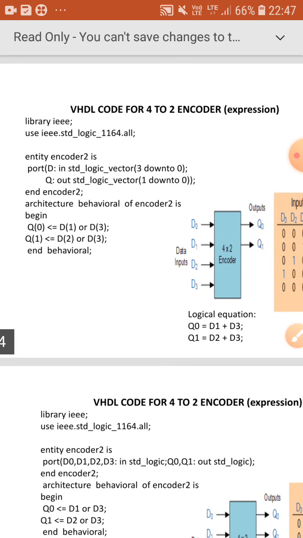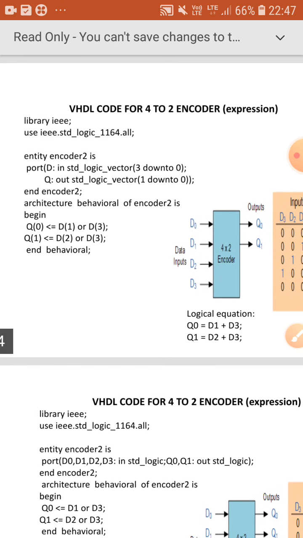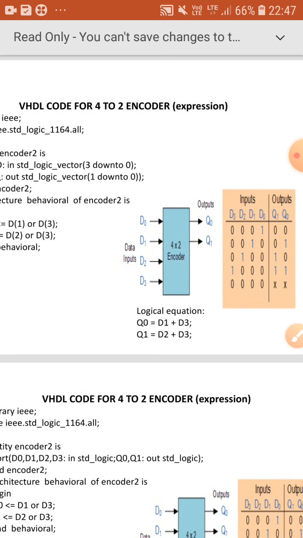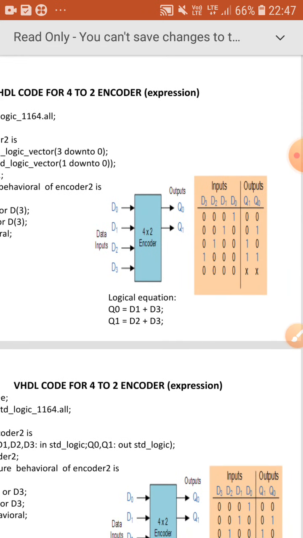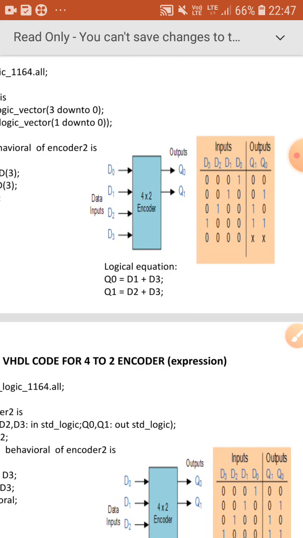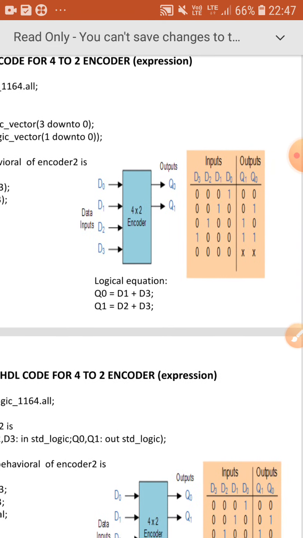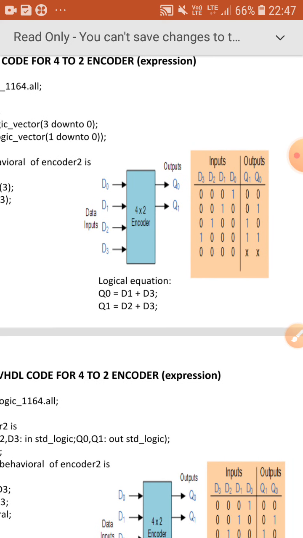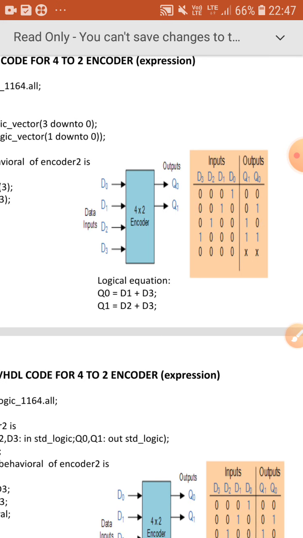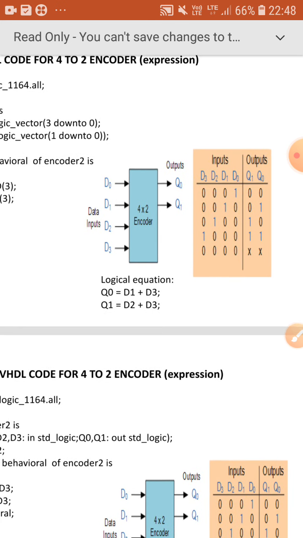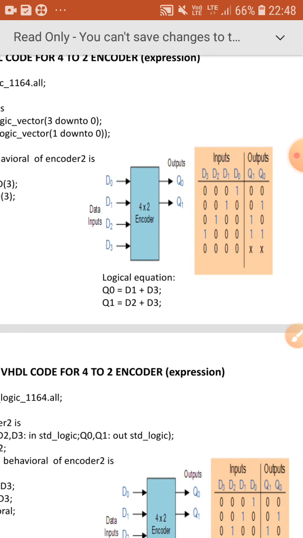Next, VHDL code for 4 to 2 encoder using logical equation. Here you see the table. You see the Q1 column. Q1 is equal to 1 when D2 is equal to 1 or D3 is equal to 1. So Q1 is equal to D2 or D3.